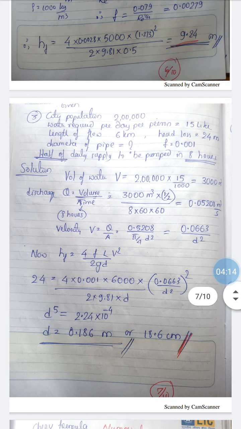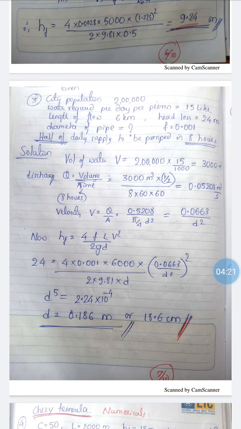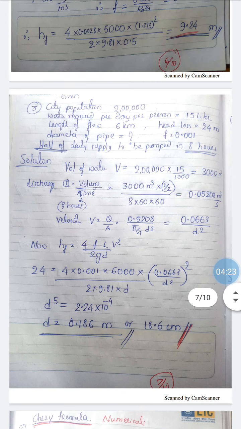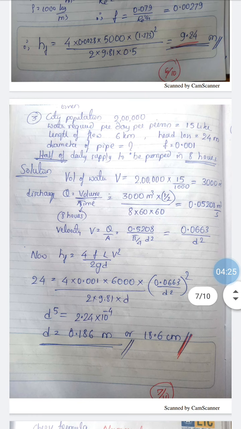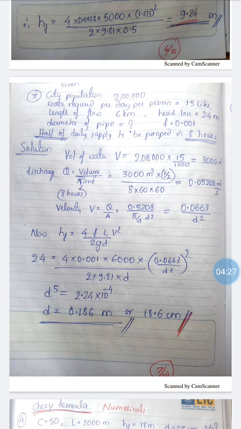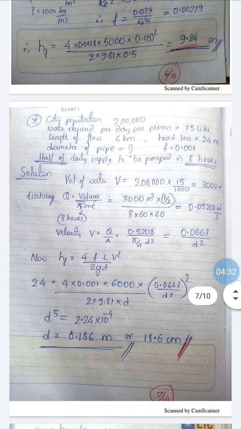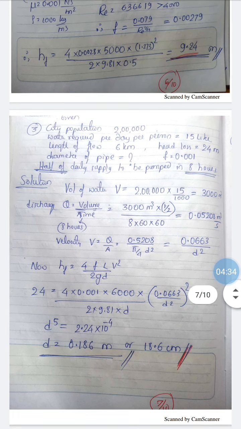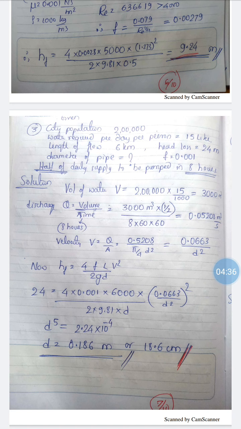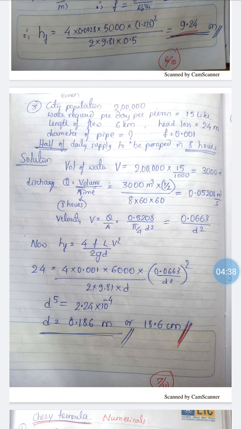So 2 lakh people into 15 liters, divided by 1000 to convert into meter cube, we get that 3000 meter cube of water is required. Now it is given that half of this has to be pumped in 8 hours. So as Q is volume by time, if you multiply 3000 meter cube into half, divided by the time taken to pump that water, 8 into 60 into 60, we get 0.05208 meter cube per second.